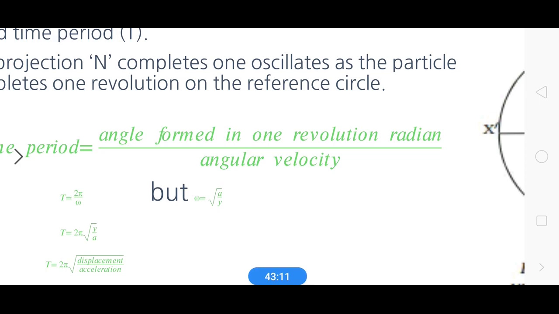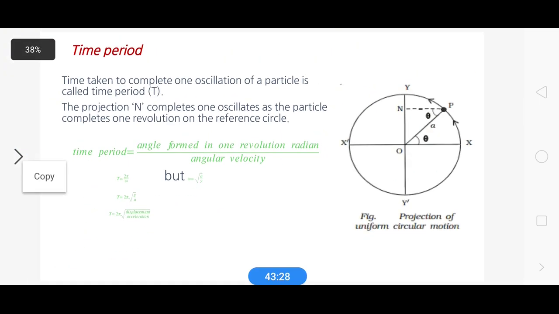So omega is equal to under root of a by y. So T is equal to 2 pi under root of y by a. So the time period is equal to 2 pi under root of displacement by acceleration. So this is the time period of the particle executing SHM.